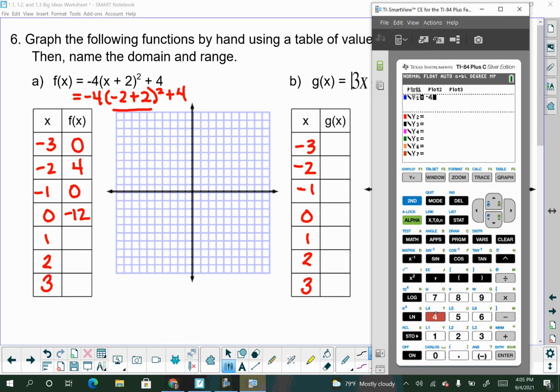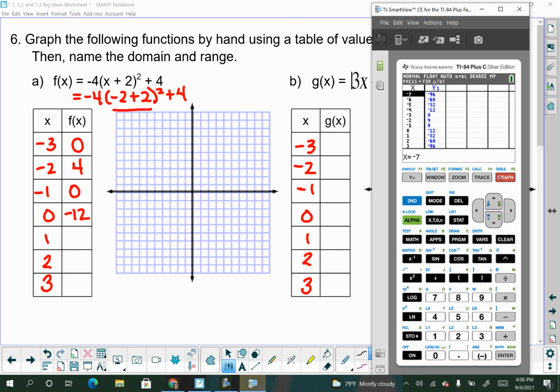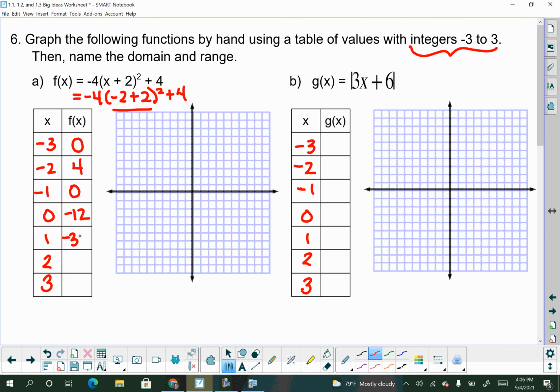Remember that f of x just means y, so y equals is already there: -4(x + 2)² + 4. Now I can look at my second table and scroll to whatever numbers I want. This is probably the fastest way to get what you're looking for because it does everything at once for you. -1 is -32, 2 is -60, and then what was 3? -3 is -96. Now, of course, some of these aren't going to fit on my graph, but let's graph what we can.